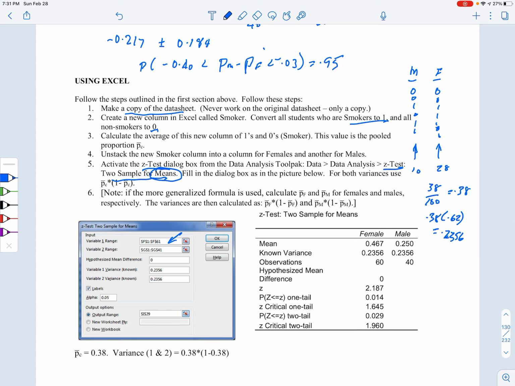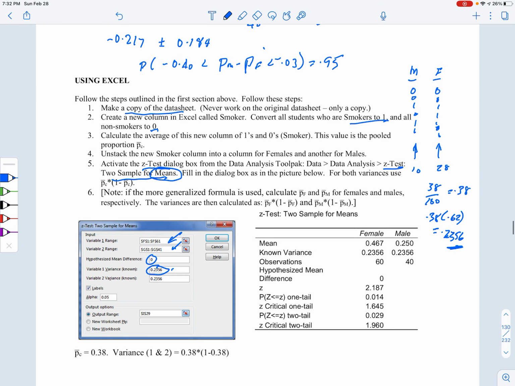And so this is then the column for, well, in this case, I think it's the females I had first here. And then this one is for the males. The difference is 0. And here's where you put in the 0.2356. So that was that 38% of all the students are smokers. And so 0.38 times 1 minus 0.38 is 0.2356, and you have to stick that in there. And you stick it in here as well, so the variable 1 variance and the variable 2 variance. And that gives you your pooled standard deviation, your pooled proportion.